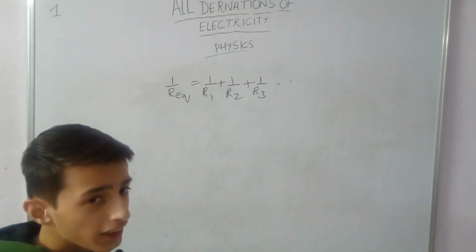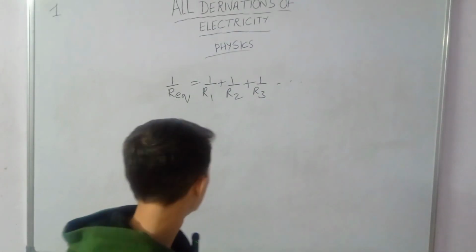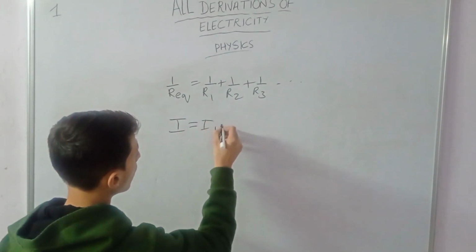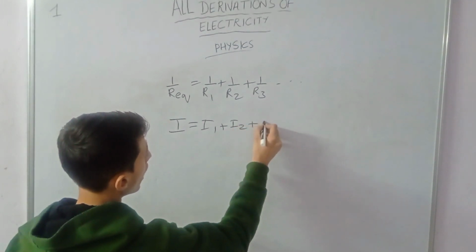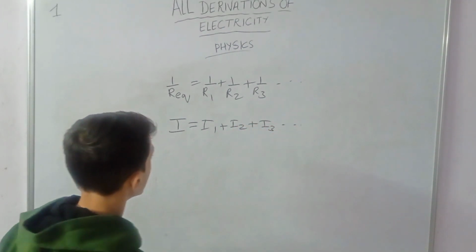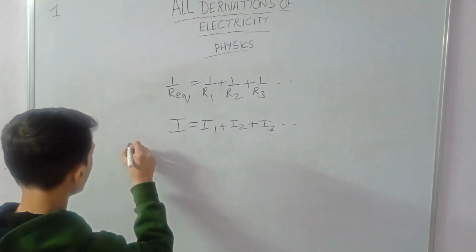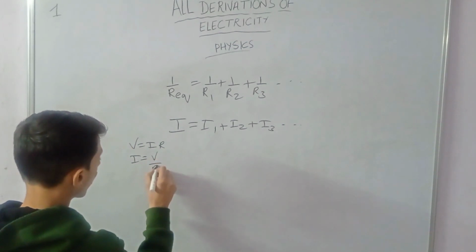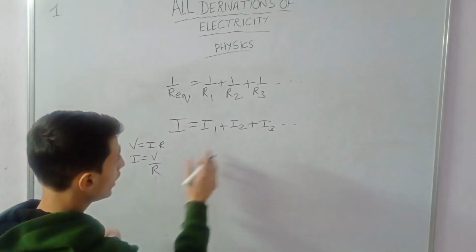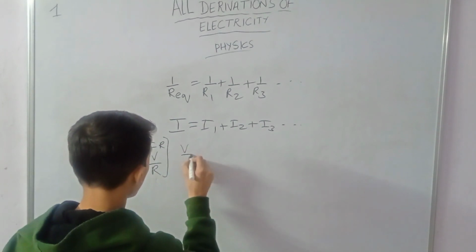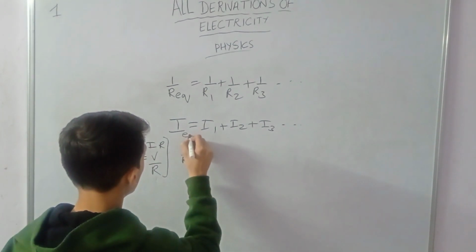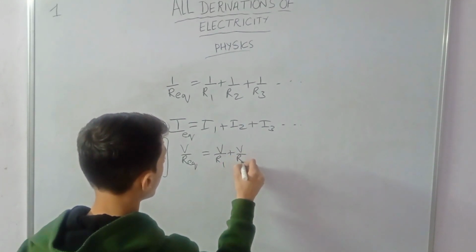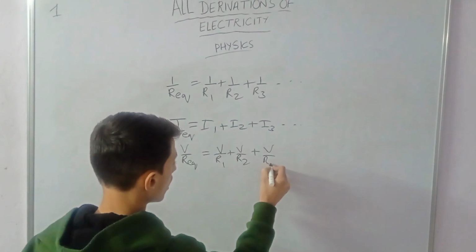We know that when we connect the resistors in parallel, there is a division of the current. That means the total electric current in the circuit becomes I1 plus I2 plus I3. From Ohm's law we have the formula V equals IR, so from that I will find the value of I, that is V upon R. Now I will put this value in the formula, so it becomes V upon R equivalent equals V upon R1 plus V upon R2 plus V upon R3.